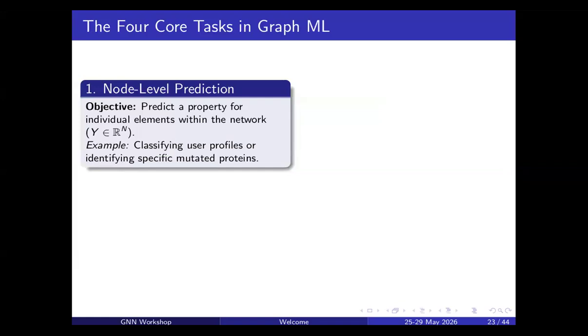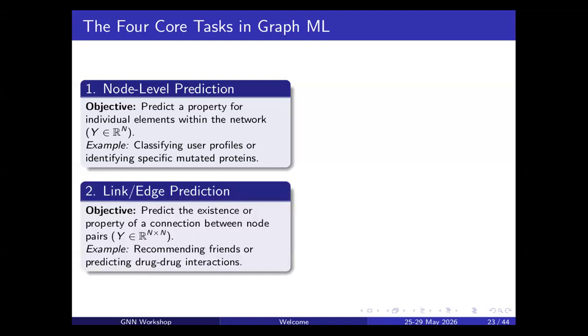And if such machine learning tasks are there, we can have four core tasks in this domain. For example, if we have a graph, we want to apply machine learning or graph ML algorithms to predict some node level information, node classification. For example, classifying a node as disease or not, classifying a patient as disease or not. So node level prediction: predict the property for an individual element within the network, basically the node.